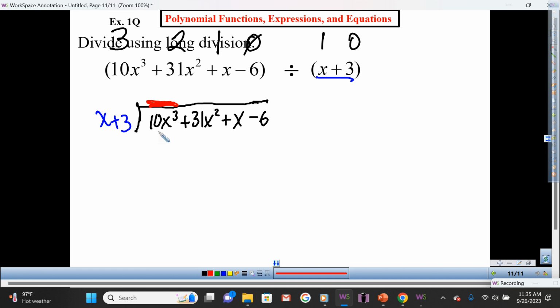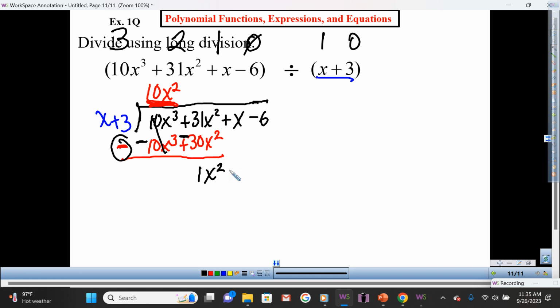Trinity, what number times x gives us 10x cubed? Let's go. 10x squared. So 10x squared times x is 10x cubed. 10x squared times 3 gives us 30x squared. Then what do we do, everyone? We subtract, which means what? You circle the subtraction to distribute here and here. Don't forget to do that, because that's going to remind you to do that. Therefore, what is 10x cubed minus 10x cubed? Cross out. What is 31 minus 30? 1x squared.